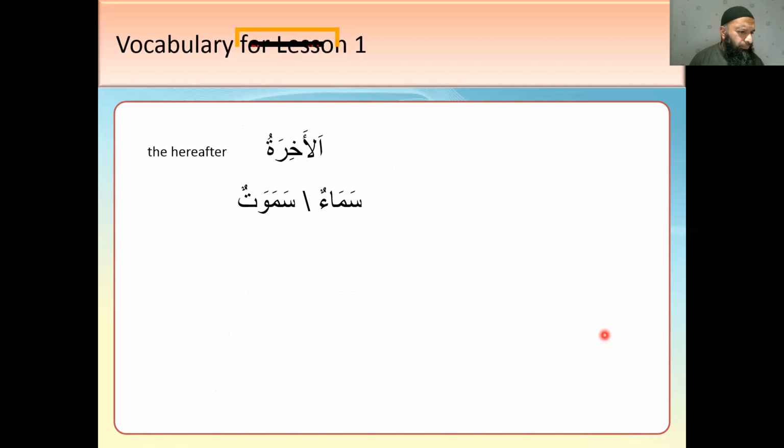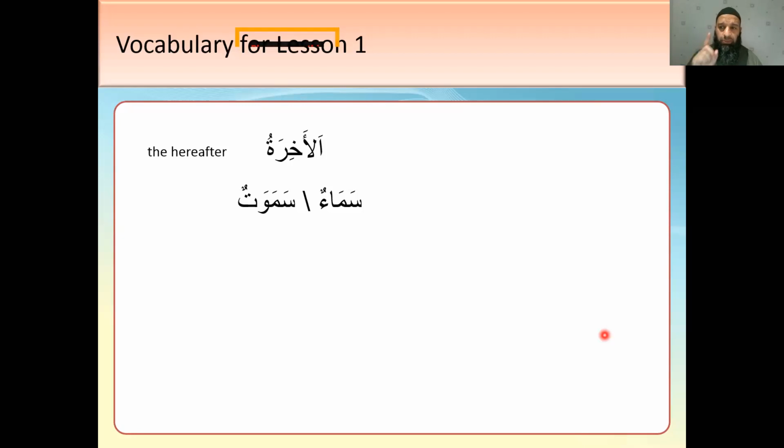Vocabulary. I'm just going to ask a brother, non-Arab brother, without looking at your books, everybody please close your books. Al-Akhirah, a brother who has never done Arabic before. What is Al-Akhirah? Hereafter. Excellent. Okay, a sister who's never done Arabic before. Sama'un or samawatun. Sky. Okay, yes. Sky.